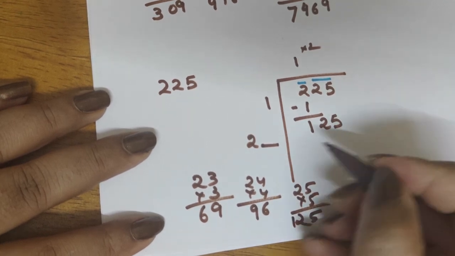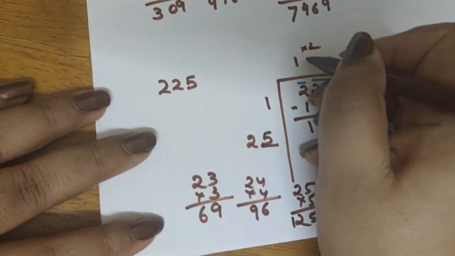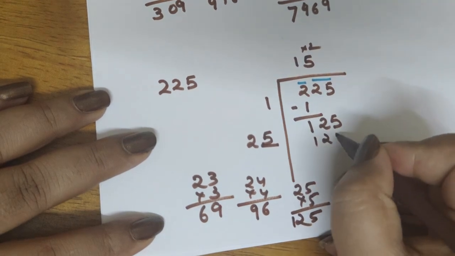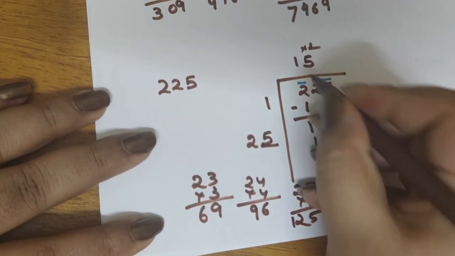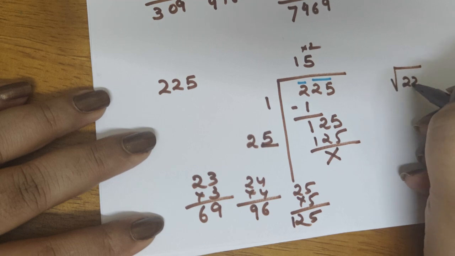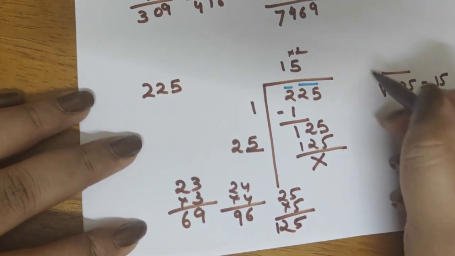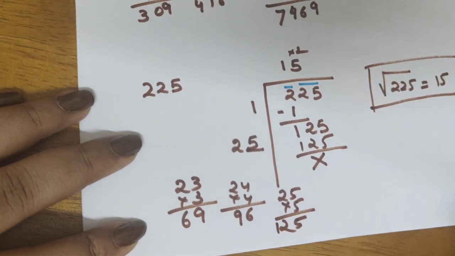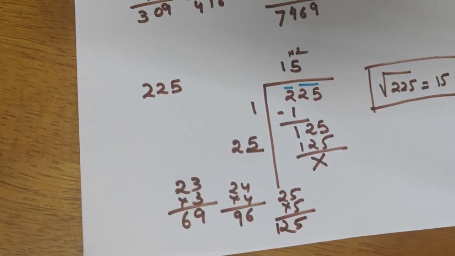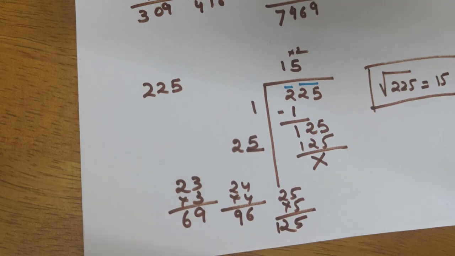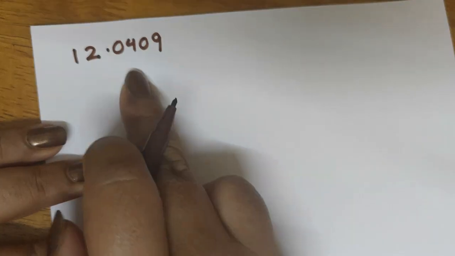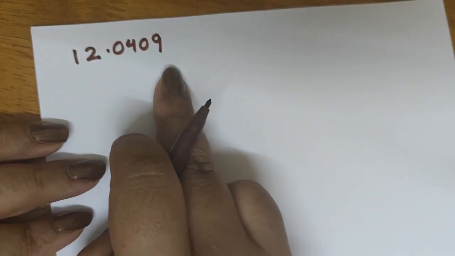Okay, so it's 125. So I will put 5 here, 5 here. So, hope this is clear to all. Please let me know if you have any confusion. I want to find the square root of this number. So how will I find?